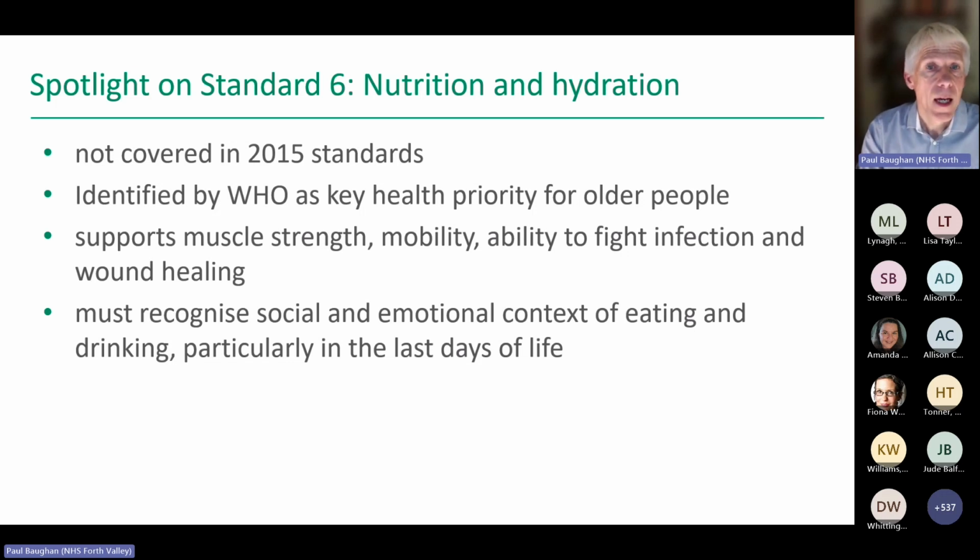and so it's particularly important for older people with frailty. The standards around nutrition and hydration recognise the social and emotional context of eating and drinking, with specific reference to the last days of life, when it's normal for there to be a reduction in oral intake, and yet when care partners may become very anxious and stressed when they are unable to feed the person that they're providing care for.